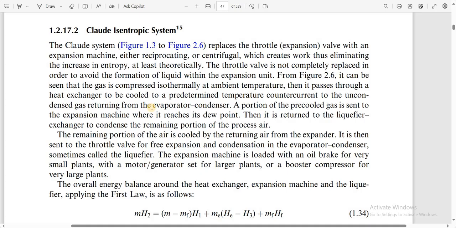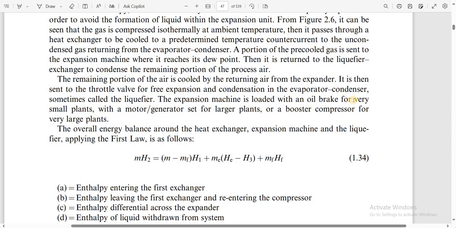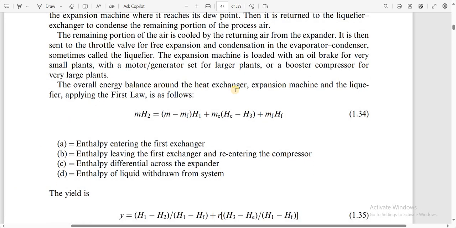In the evaporator condenser, sometimes called the liquefier, the expansion machine is loaded with an oil brake for very small plants, with a motor generator set for large plants, or a booster compressor for very large plants. The overall energy balance around the heat exchanger, expansion machine and the liquefier, applying the first law, is as follows. M H2 equal to M minus MF, H1 plus ME, HE minus H3, plus MF HF.